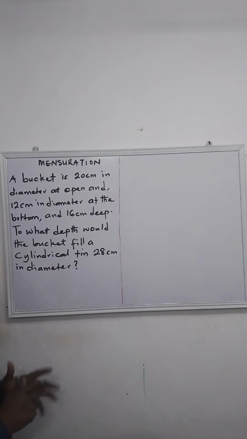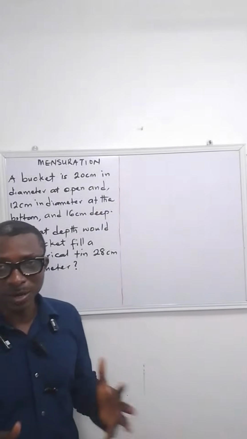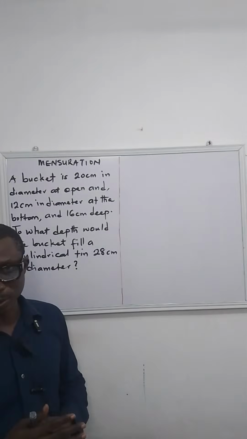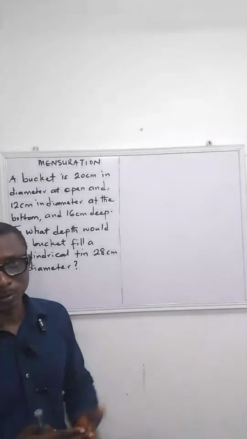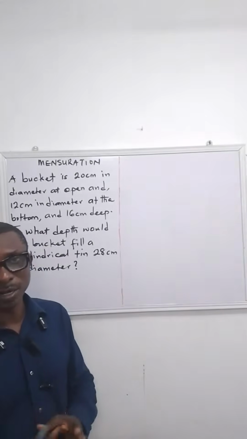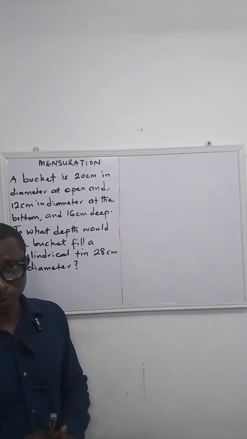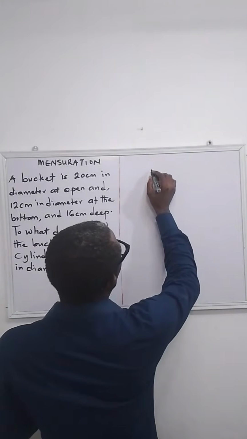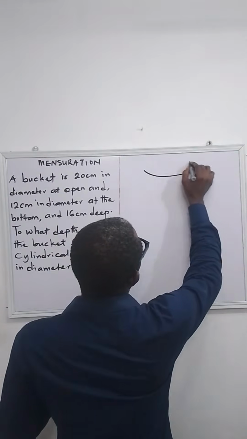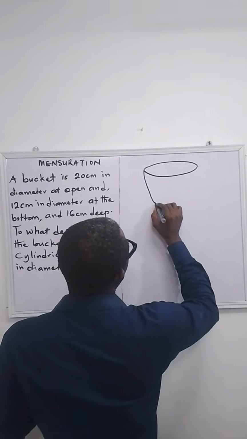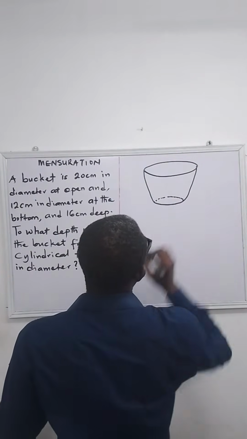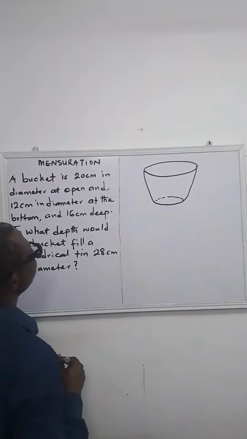Okay, so now the question is talking about a bucket. A bucket is a frustum. A frustum is a fraction of a cone. Once you cut a cone, you cut the head of a cone, the leftover is what we call the frustum. All right, okay, so here we have the bucket. Now, this is the bucket.